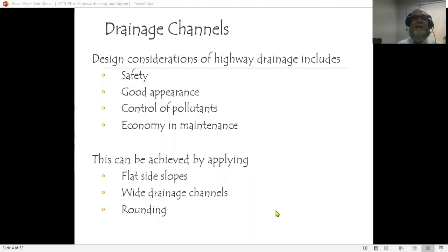So the design considerations for highway drainage include, but are not limited to, safety, good appearance, control of pollutants, and economy in maintenance. How we can achieve this is by doing these things: providing flat side slopes, making the drainage channel wide enough, and rounding of the corners.